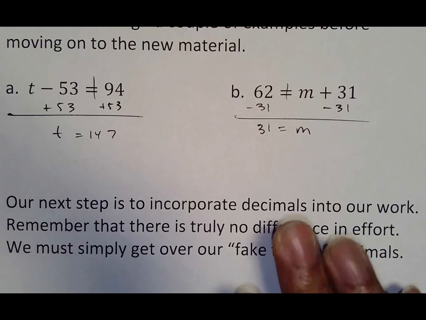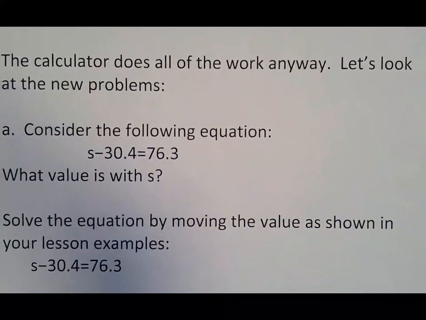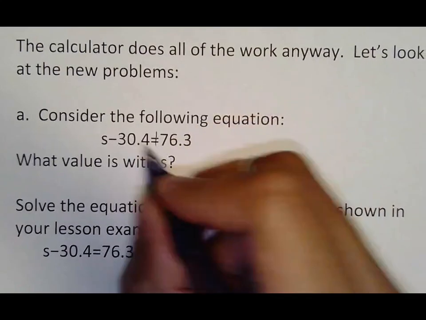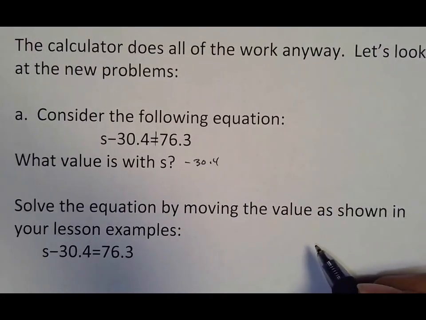You just have to get over your fake fear of decimals. Keep in mind the calculator does all the work anyway, so let's just look at a few new problems and consider what's going on. So s minus 30.4 equals 76.3. What value is with s? Of course, it is the negative 30.4. Remember again that you have to include that negative.